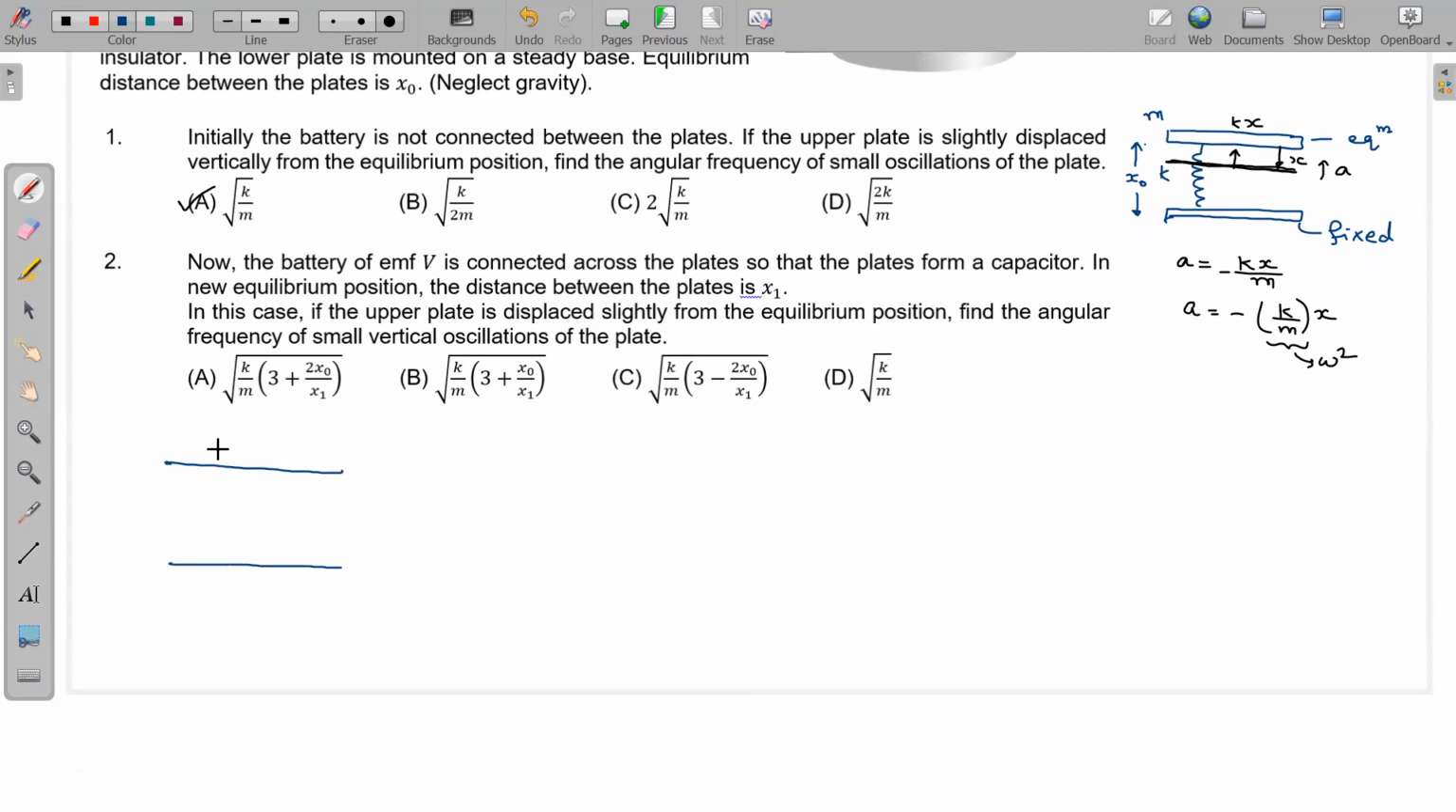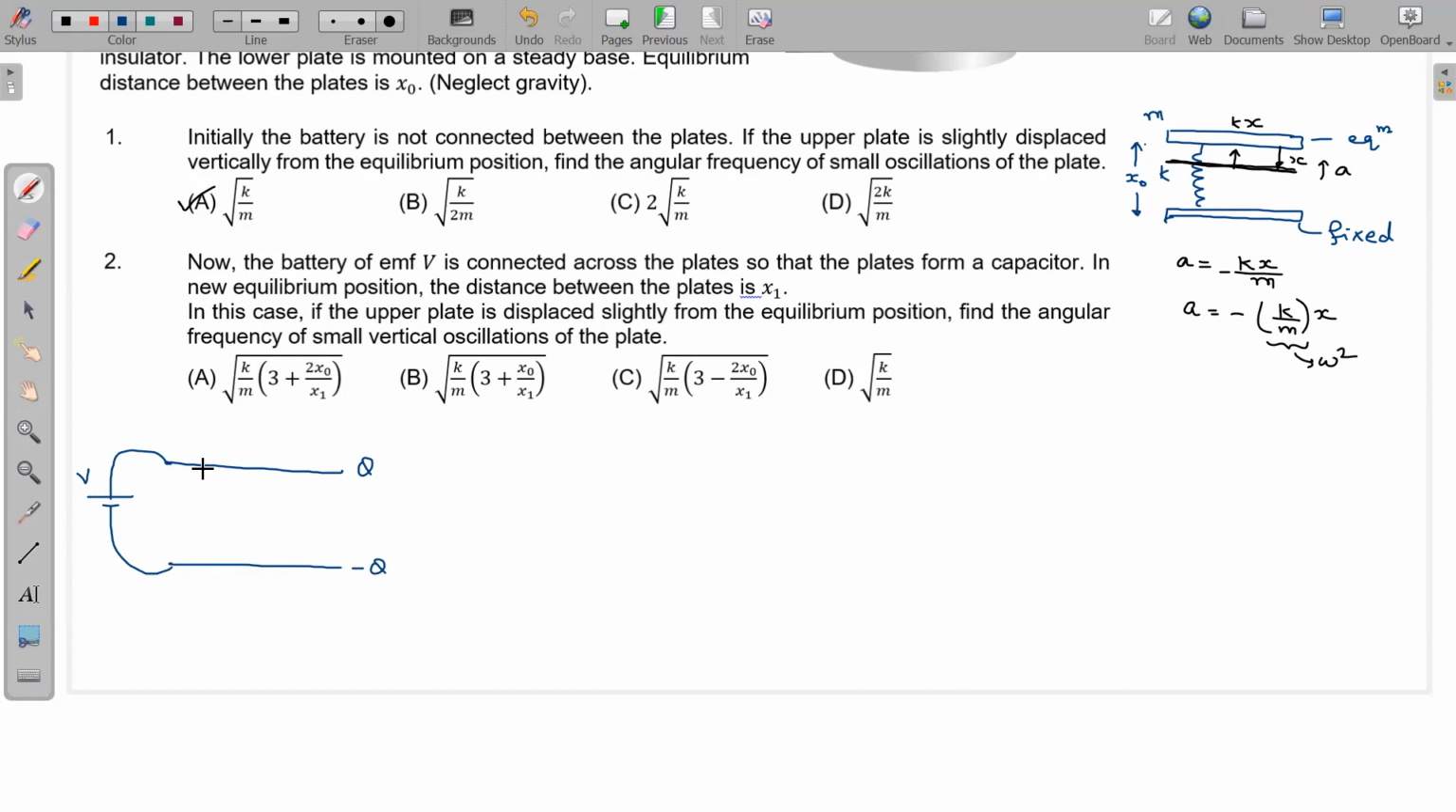Now if I connect a battery across these two plates, the EMF of the battery is V, and definitely I can say that there is some capacitance over here and you have connected a battery, so definitely the plates are going to acquire some charge. Right, they are going to acquire some charge. So if they acquire some charge, then there will be an attractive force between the plates.